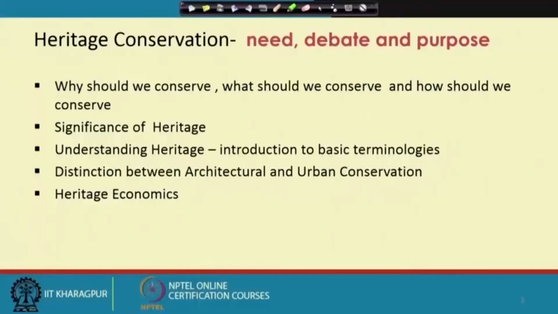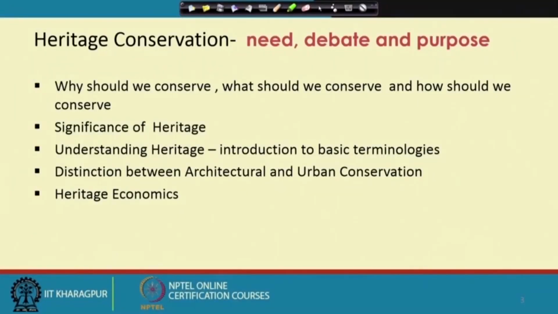Is it this date, 100 years old, or 500 years old, or 50 years old? That is a debate. So they are all interrelated, and until and unless we try to understand this ourselves, we really don't know what we should do about these structures, because that's for sure that whatever is old is not gold. We can't conserve everything. And also there are various approaches to conservation.